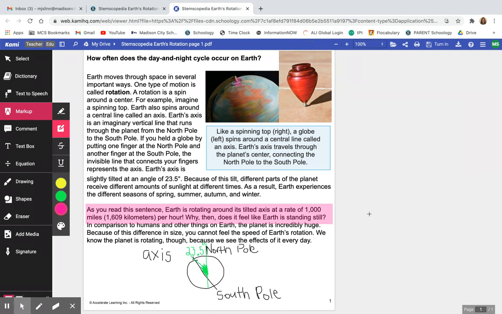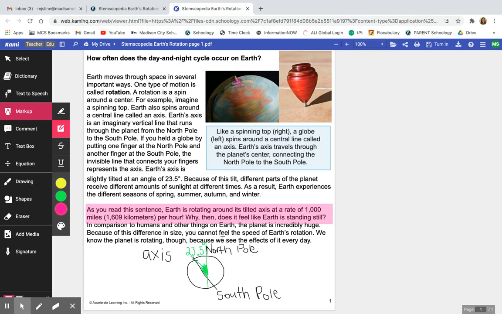Okay, let's keep reading. Why then does it feel like Earth is standing still? In comparison to humans and other things on Earth, the planet is incredibly huge. Because of this difference in size, you cannot feel the speed of Earth's rotation. We know the planet is rotating, though, because we see the effects of it every day.